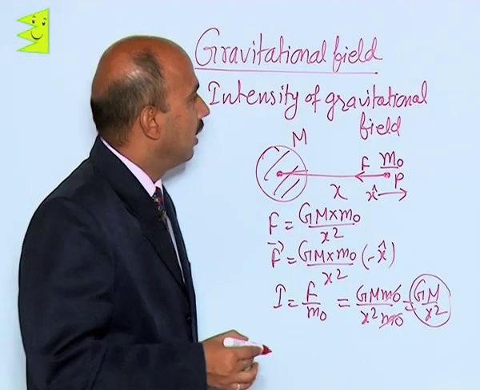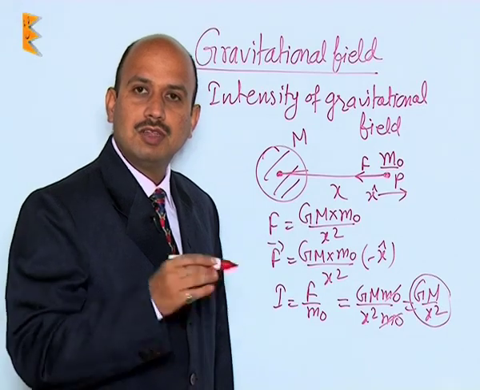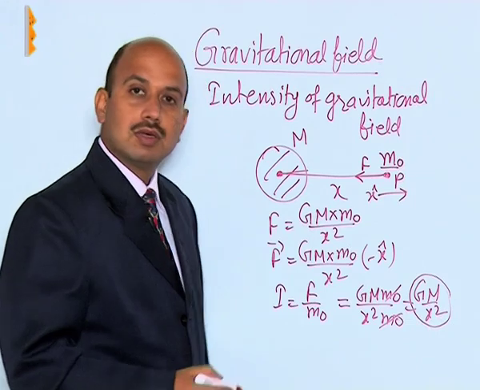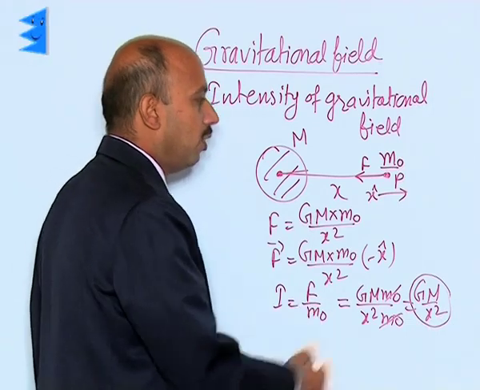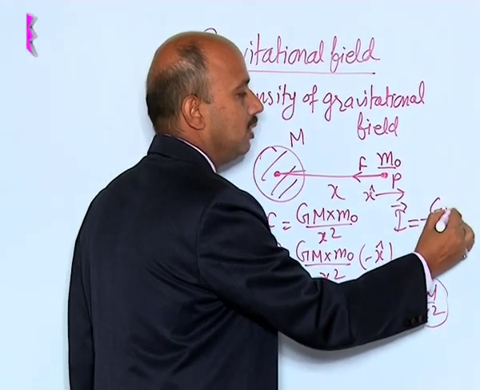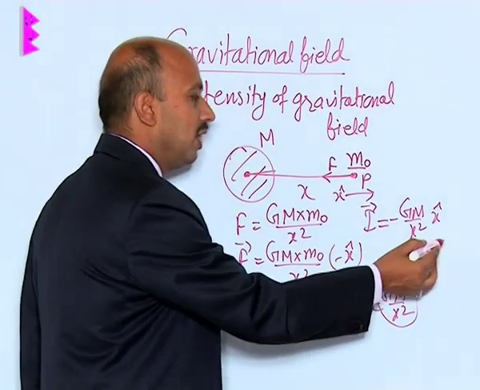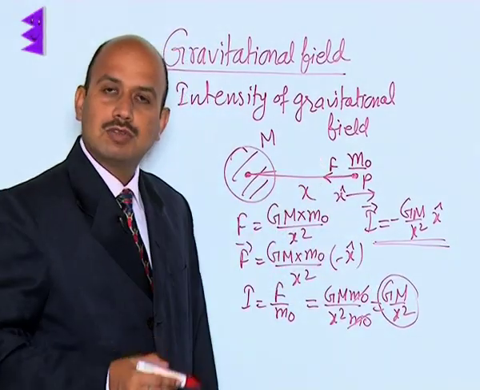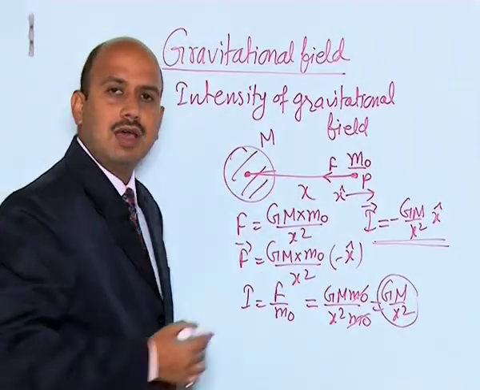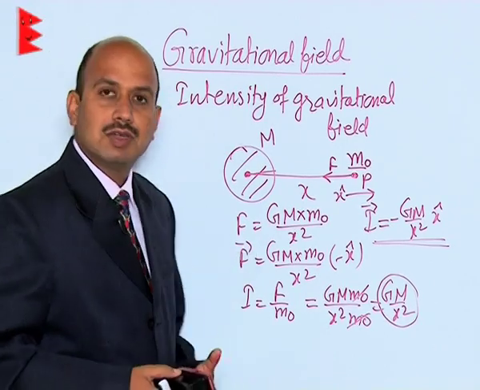So thus the intensity of gravitational field at a point is defined as the gravitational force experienced by unit mass placed at that point. And here if you write in vector form, you will be getting I vector is equal to minus GM upon x square x cap. So this negative sign shows that here the gravitational force is attractive, and also this formula is the same as that of the acceleration due to gravity. So this is about the intensity of gravitational field.